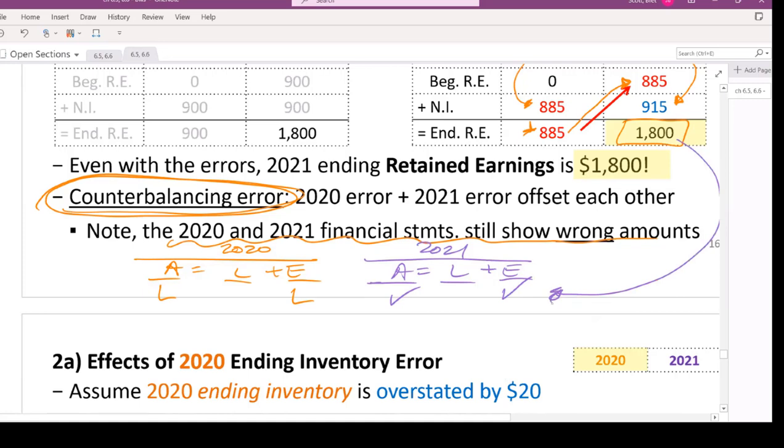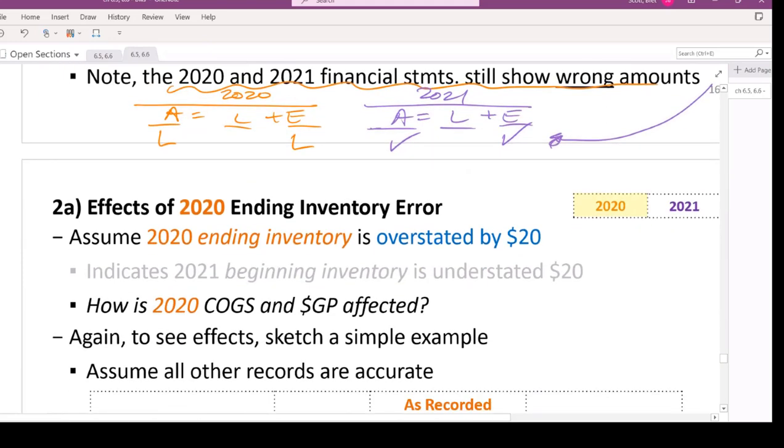So everything looks fine on the balance sheet in 2021, but the income statement itself will show the wrong cost of goods sold and the wrong net income. Prior year's financial statements, 2020, definitely messed up, right? Income statement and balance sheet. 2021's income statement still messed up. 2021's balance sheet looks fine. Okay.